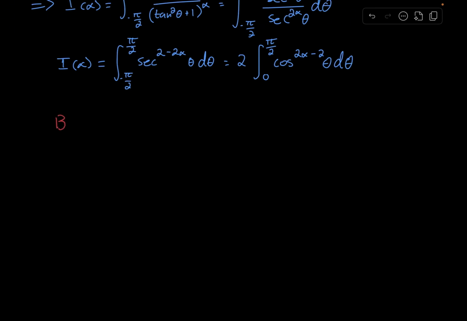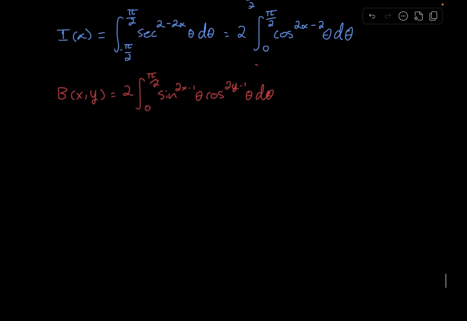And then notice how we have the beta function. Beta of x and y, this is one way to represent it, is 2 times the integral from 0 to pi by 2 of sine to the 2x minus 1 theta times cosine to the 2y minus 1 theta d theta. And notice how that's basically what we have right here. But we need sine to have an exponent of 0. So we need 2x minus 1 equals 0, which means x equals a half.